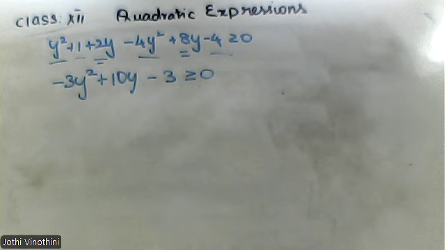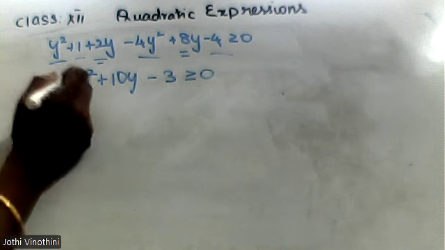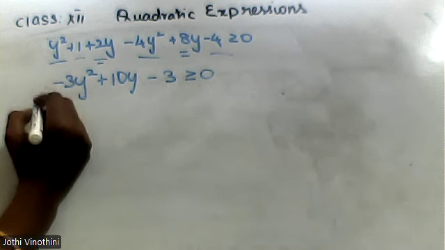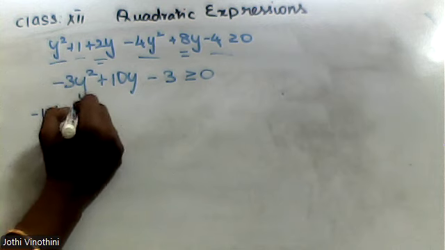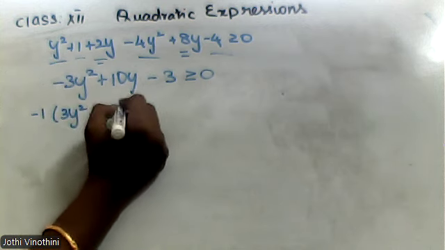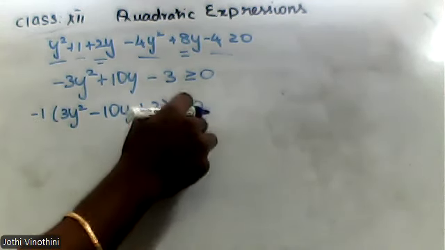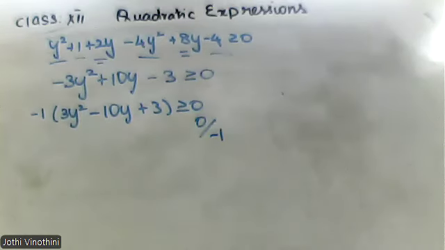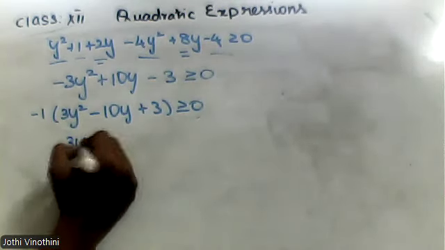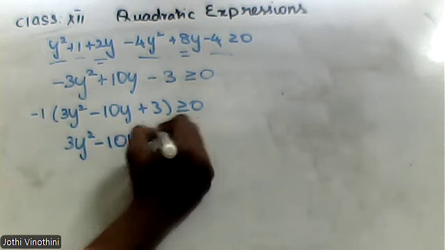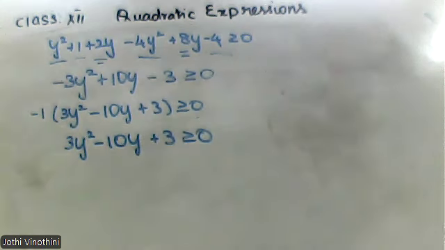Okay. So I am going to take this minus 1 as common. So it will become 3y squared minus 10y plus 3 greater than or equal to 0. While taking this minus 1, it will become 0 by minus 1, which is again equal to 0. So we can directly eliminate this minus 1. So it will become 3y squared minus 10y plus 3 greater than or equal to 0. Clear?